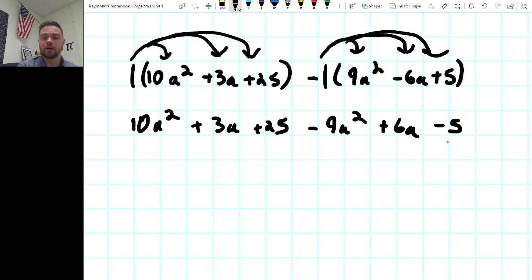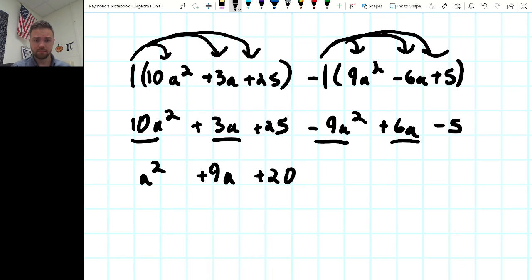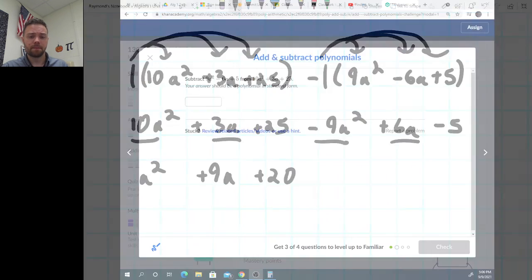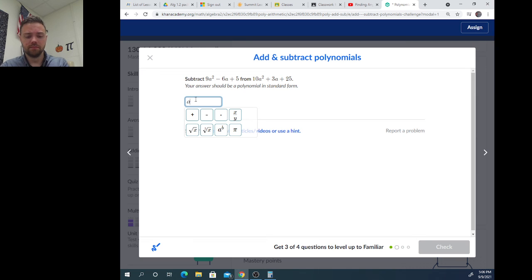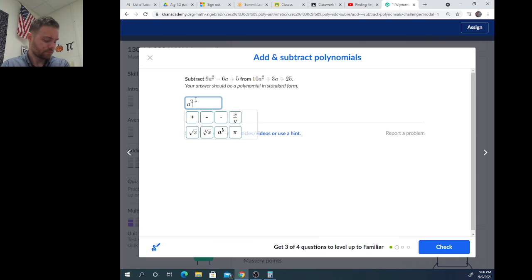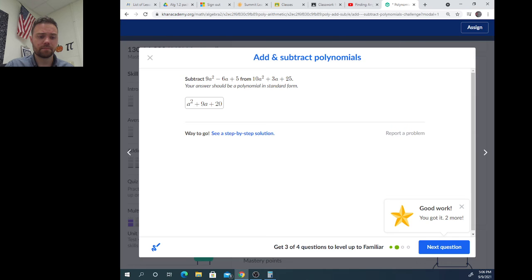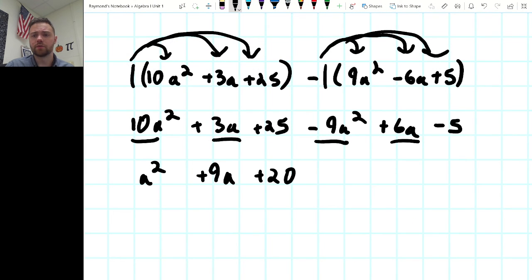So now from here, I'm going to combine like terms. 10a squared minus 9a squared is a squared. 3a plus 6a is 9a. And then 25 minus 5 is going to be 20. So let's check that answer. And we got it.